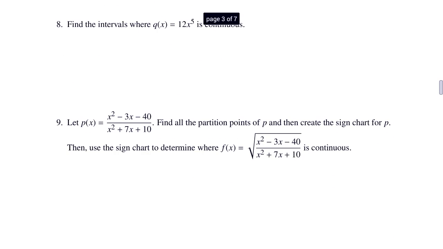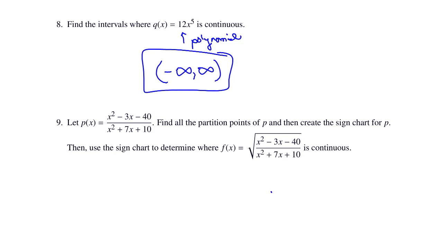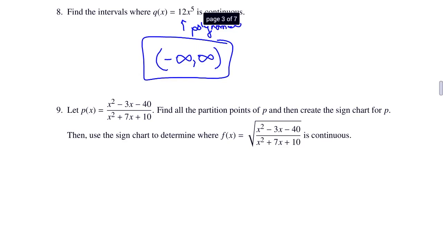Question 8. Find the intervals where q of x is equal to 12x to the 5th is continuous. Well, 12x to the 5th is a polynomial, and therefore it is continuous on the entire real line, negative infinity to infinity.